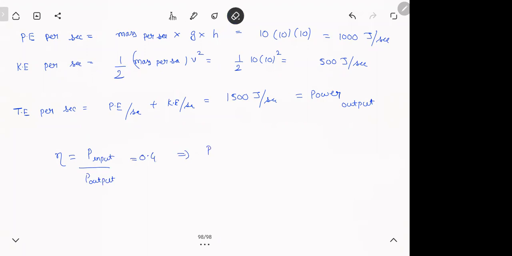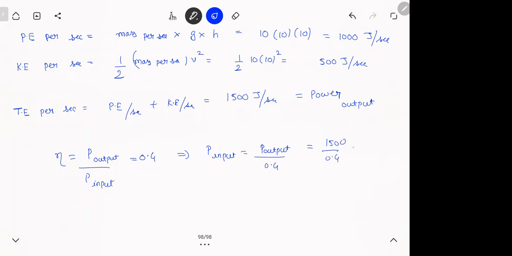I wrote reverse. Power output by power input. So power input will be power output by efficiency, 0.4. So that's 1500 by 0.4. That comes out to be 3750 joules per second. Or you can also write it as 3.75 kilowatts.